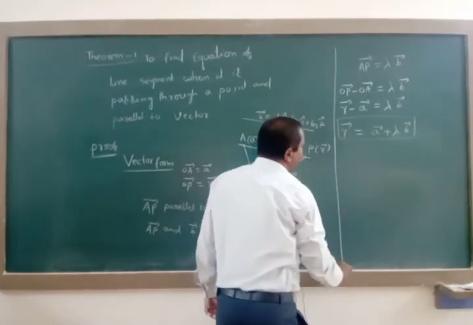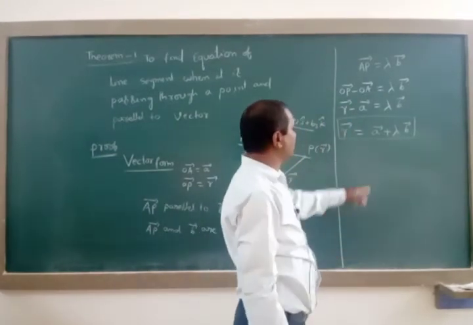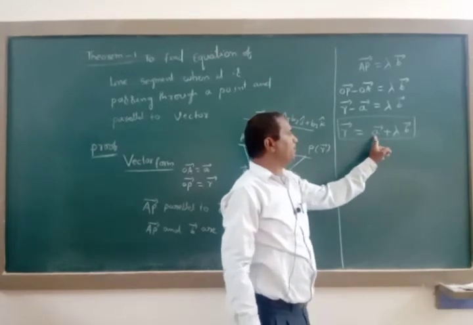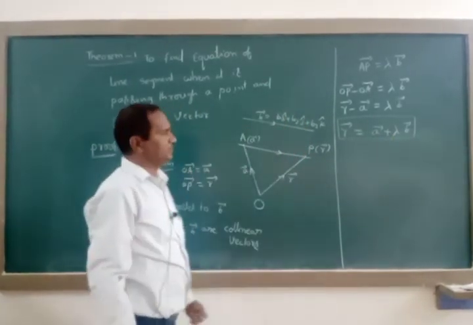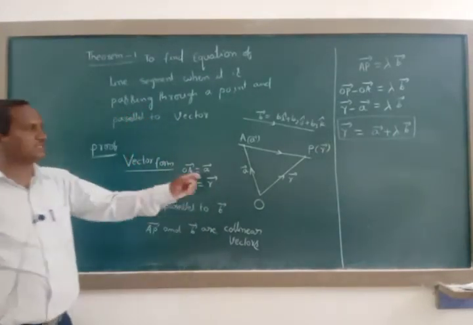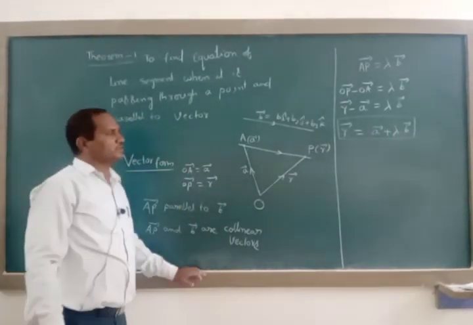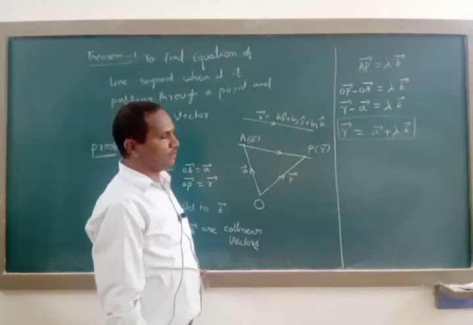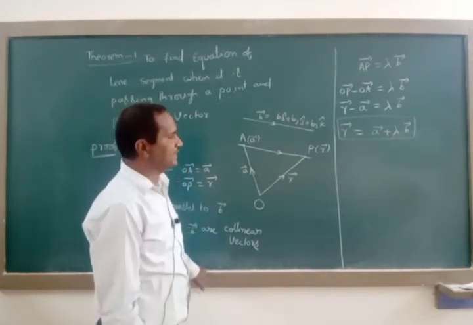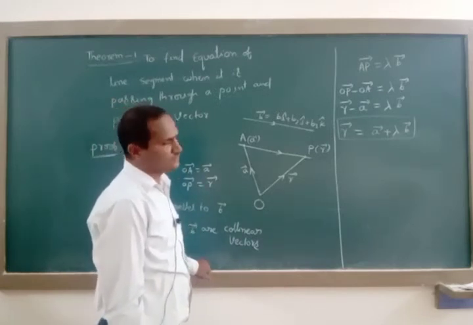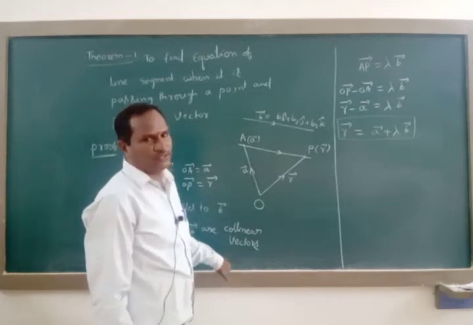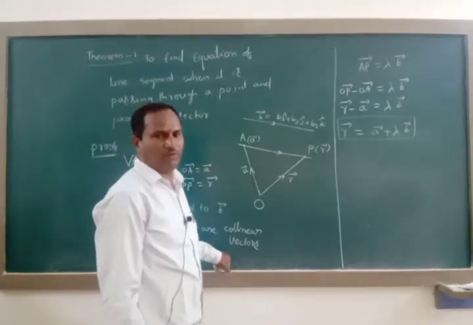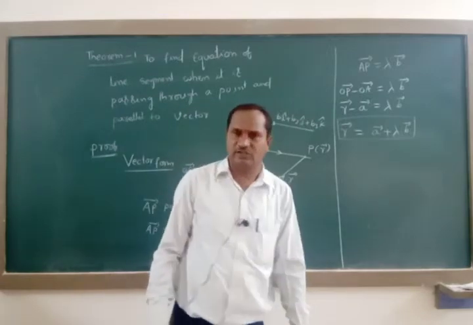When a line is passing through a point with position vector A bar and is parallel to one more vector B vector, at that time we have to apply this formula. This formula is always called the vector form of the equation of the straight line. With the help of this vector form of the equation of a straight line, we are going to find the Cartesian form of the equation of the straight line also.